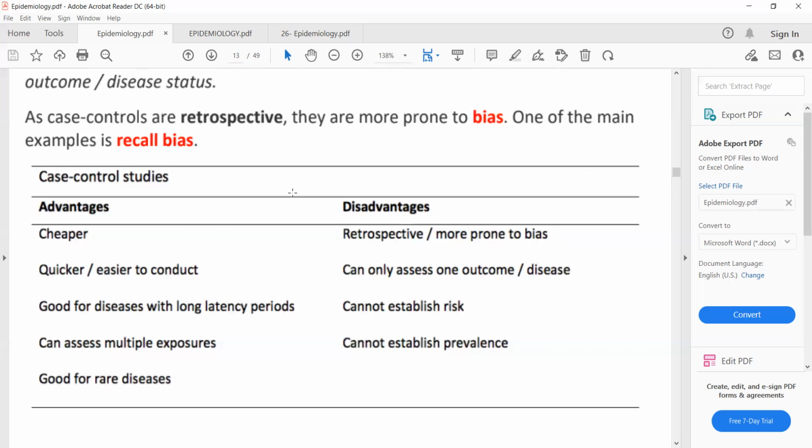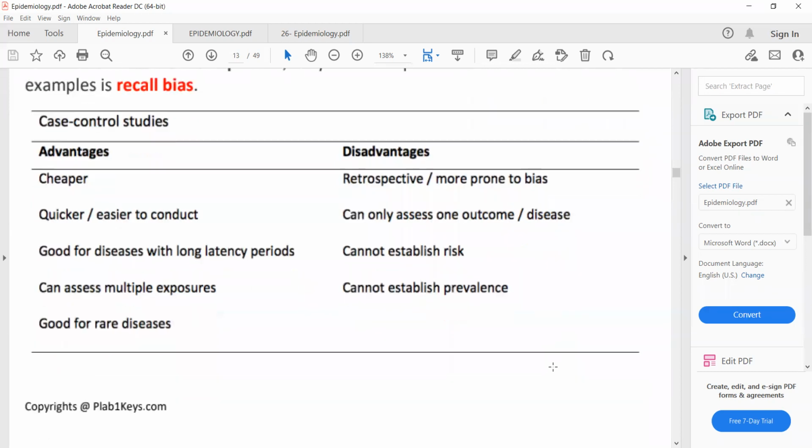Another disadvantage of case control study is that it can only assess one outcome or a disease, because we start from the disease, so only one disease can be assessed at a time. It cannot establish risk, and cannot establish prevalence. So these are some advantages and disadvantages of case control studies.